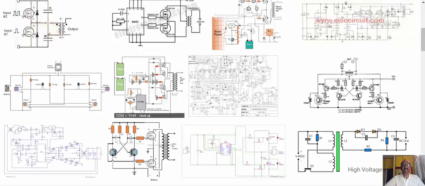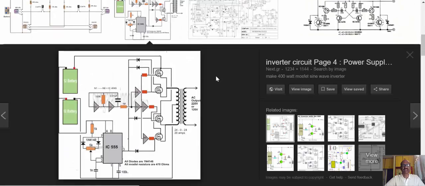Let's see another circuit. Here is a circuit where he has used two batteries in series, that is 24 volts, and a 555 timer again, driving the MOSFET. One side is made inverted and the other side is made direct. This is given direct and this is given through a certain inverter arrangement, and that is how the 555 timer output is given here. But then he has paralleled the MOSFETs. These MOSFETs are parallel.